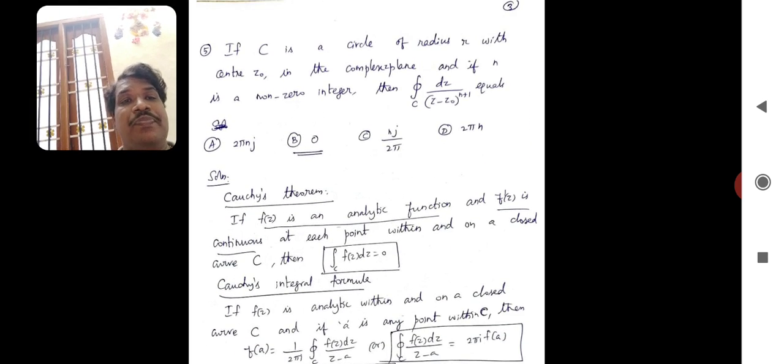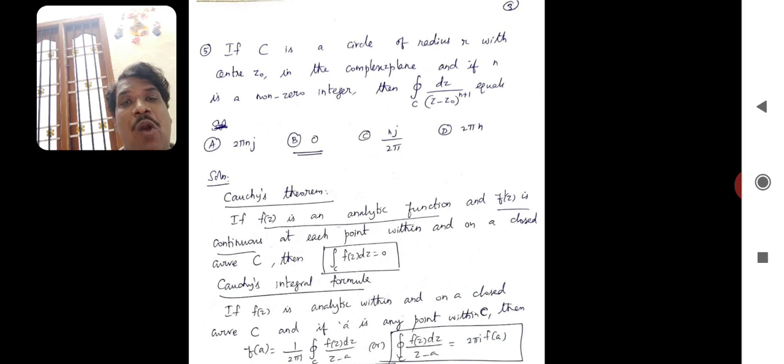Coming to the fifth problem, if C is a circle of radius r with the center z0 in the complex plane, and if n is a non-zero integer, then the closed integral over C dz by z minus z0 whole power n plus 1 equals option A 2 pi nj, option B 0, option C nj by 2 pi, option D 2 pi n. Again, this problem is from multiple choice questions, and carries 1 mark.